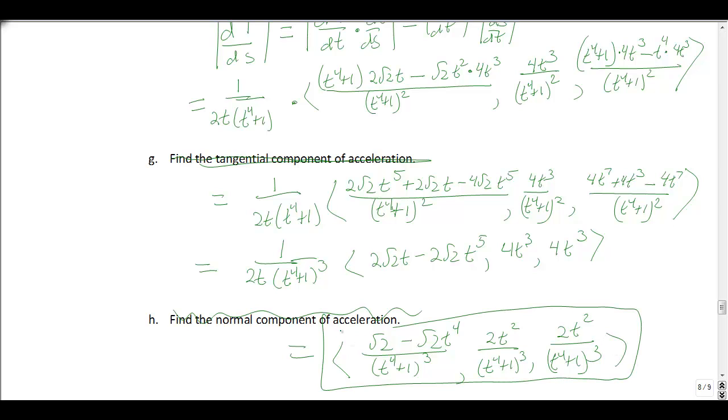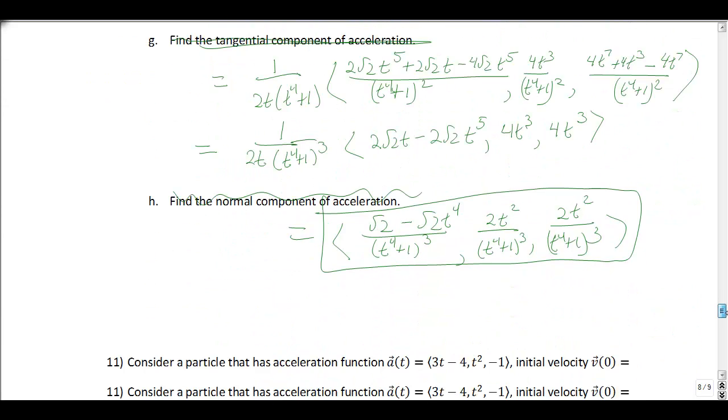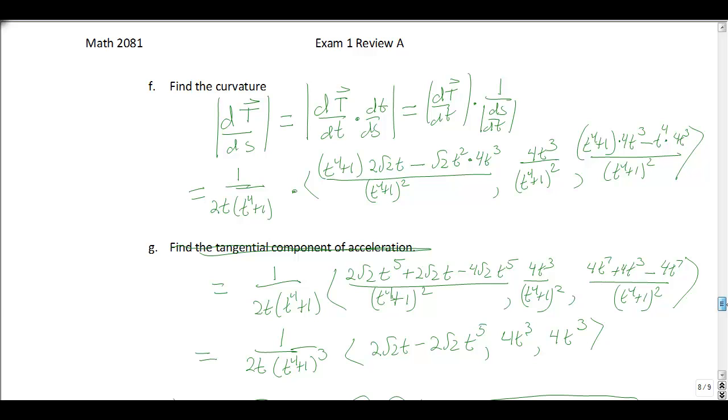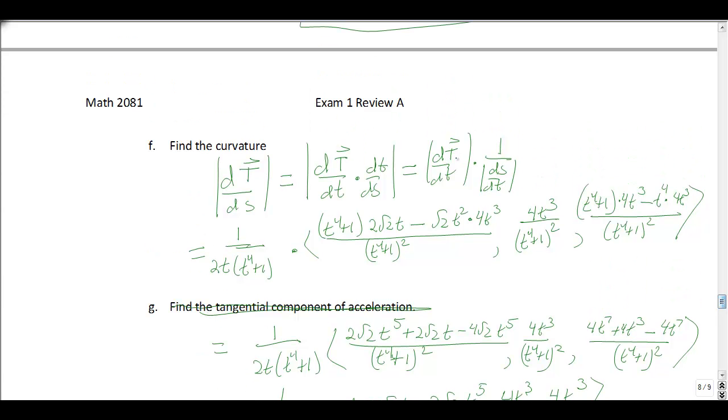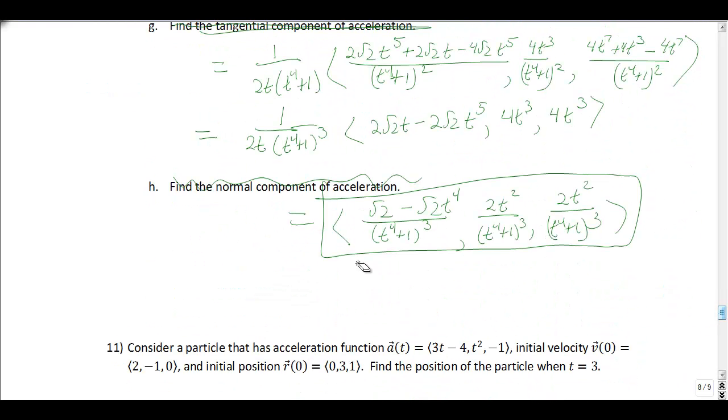So that big thing here, that is our, oh sorry, I made a mistake here. That's not our curvature. I found this without taking the magnitude. So now I need to take the magnitude of that vector. So this is not our answer. Here we need to find the magnitude of that vector.